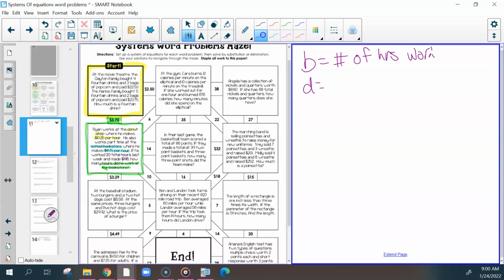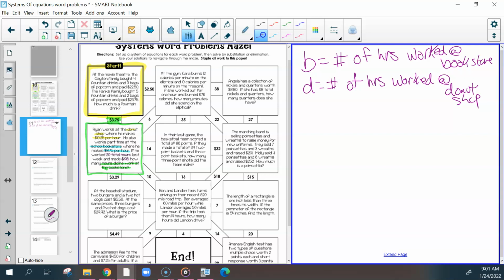Work at bookstore. And number of hours worked. So we have our variables. Now we need to set up our equations.